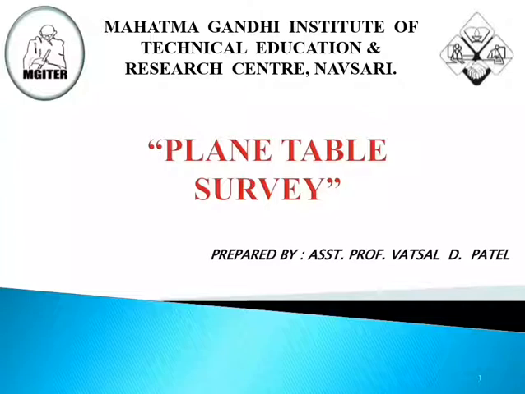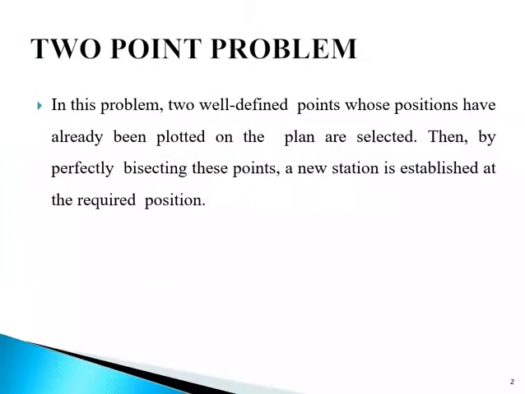So be ready with your pen and paper. Our today's topic is the 2-point problem. In this problem, two well-defined points whose positions have already been plotted on the plan are selected. Then by perfectly bisecting these points, a new station is established at the required position.